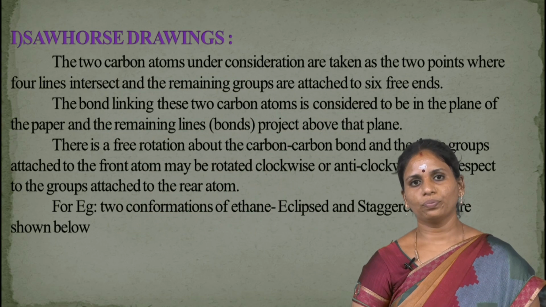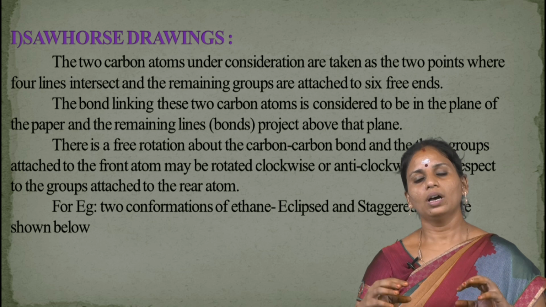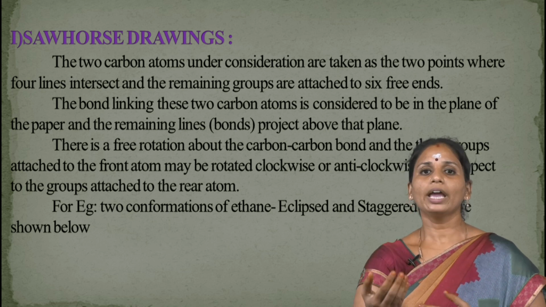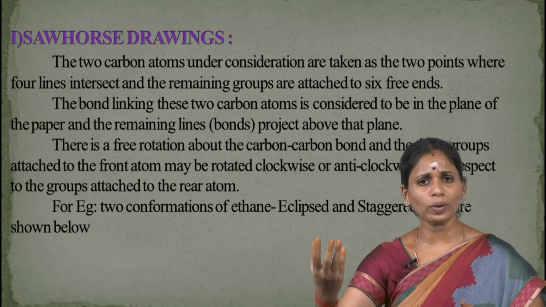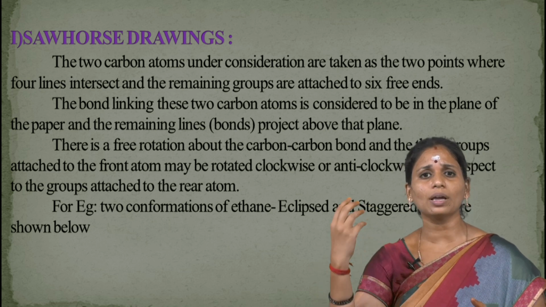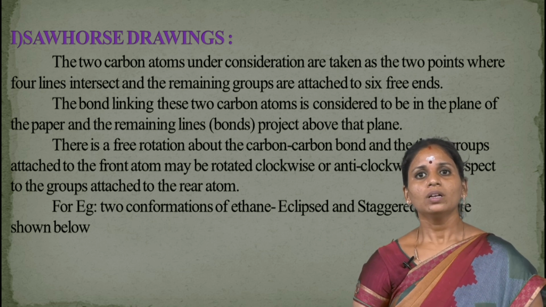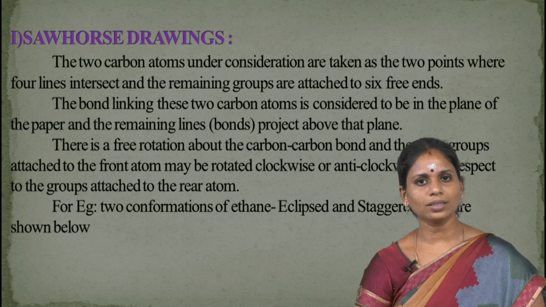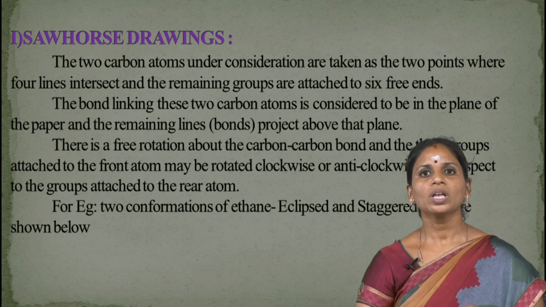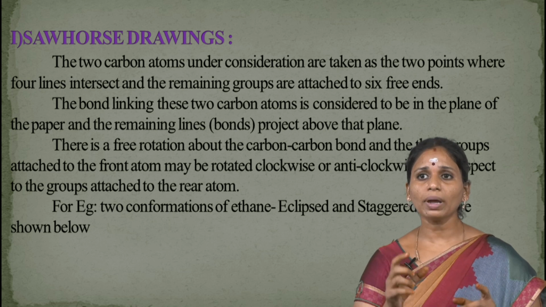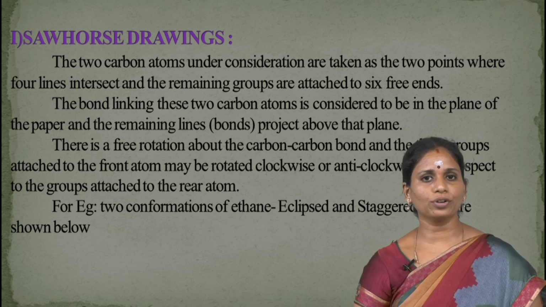So coming on to the notations, the pictorial representations which we can use on paper in order to visualize the molecule in a 3-dimensional way. First one is the Sawhorse drawing. In the Sawhorse drawing, the 2 carbon atoms under consideration are taken first as 2 points where 4 lines intersect, and the remaining groups are attached to the 6 free ends.